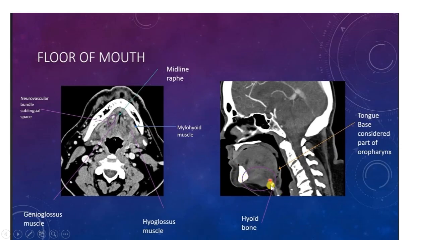This is mandible, and this is hyoid bone, and floor of the mouth lies here, and this structure is the base of the tongue. This is the tongue musculature, and this is floor of the mouth, and here the muscles of the floor of the mouth are appreciated. This muscle is mylohyoid muscle, and this is the hyoglossus muscle, and this is genioglossus muscle. And here the neurovascular bundle of sublingual space is visible.